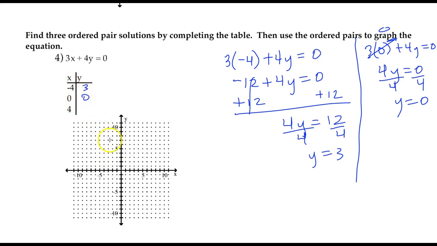And so we'll go ahead and plot these points now as well. So we got -4, 3, which is here. Go 4 to the left and then up 3. And we also have the point 0, 0, which is right here.